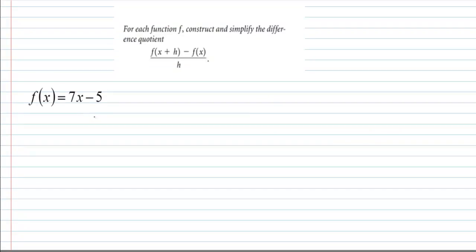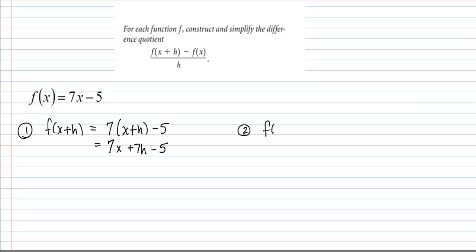Let's go ahead and construct and simplify the difference quotient for the function f of x is equal to 7x minus 5. So using the three steps from before, first I need to find out what f of x plus h is. And that means that everywhere you see an x, you plug in x plus h. And simplify. Step 2, take f of x plus h that we found in step 1 and subtract it from the original function.